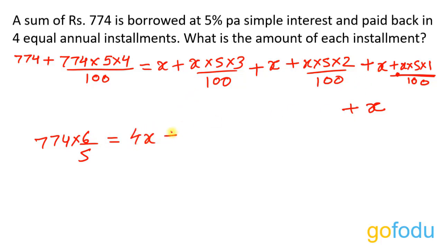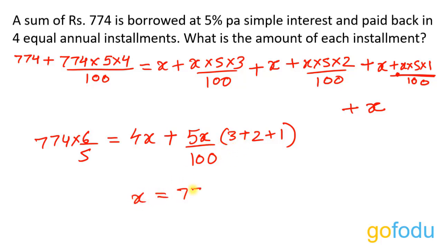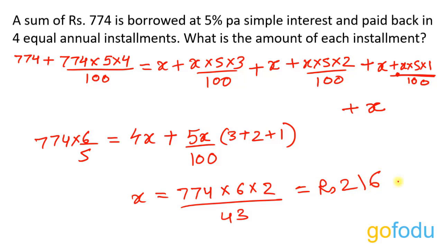This is 4X plus 5X upon 100. 5X upon 100 could be taken out common. This is 3 plus 2 plus 1 inside the bracket. And this is 6 into 5, 30 upon 100, which is 3 by 10. Take LCM, 43 by 10 would be there on the right hand side. X would come out to be 774 into 6 into 2 upon 43. That is rupees 216.